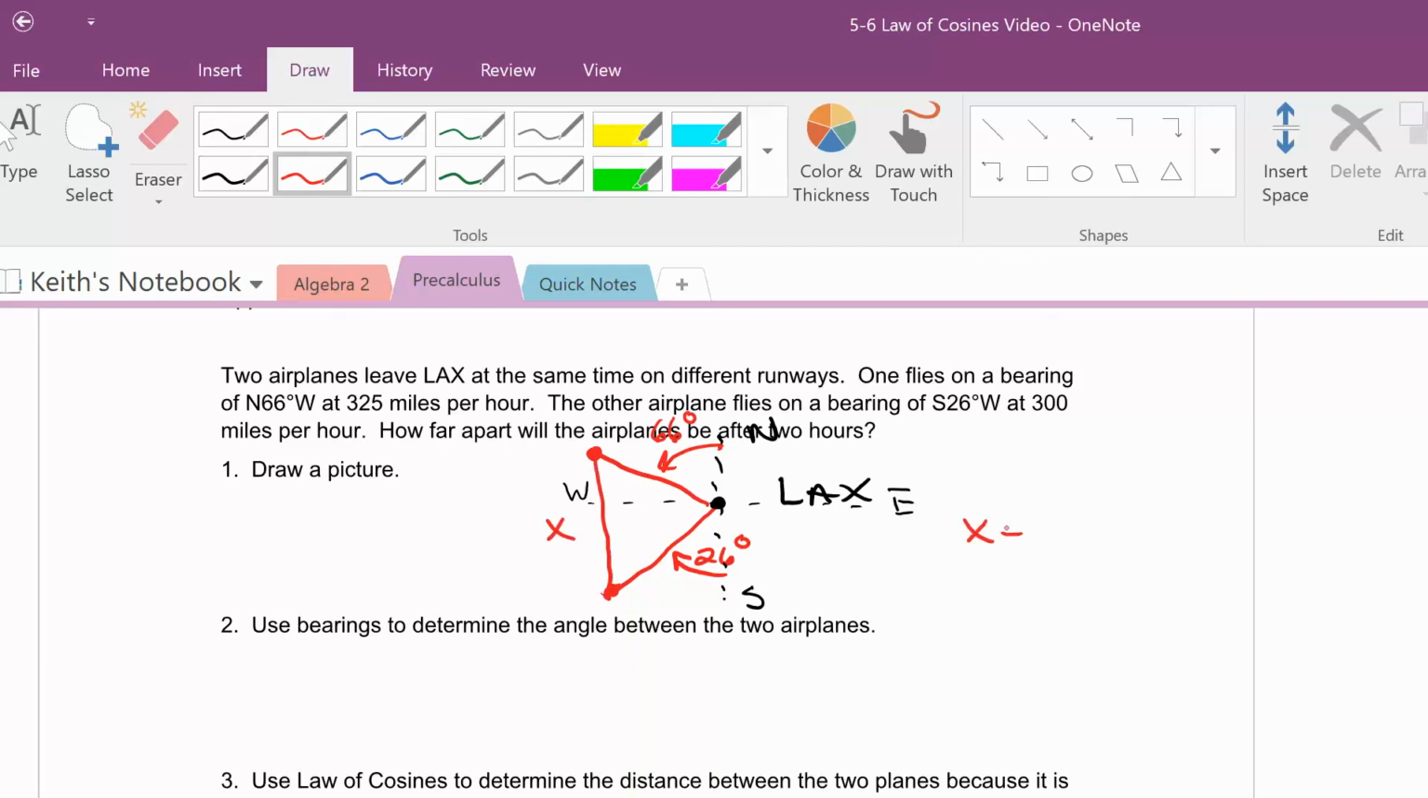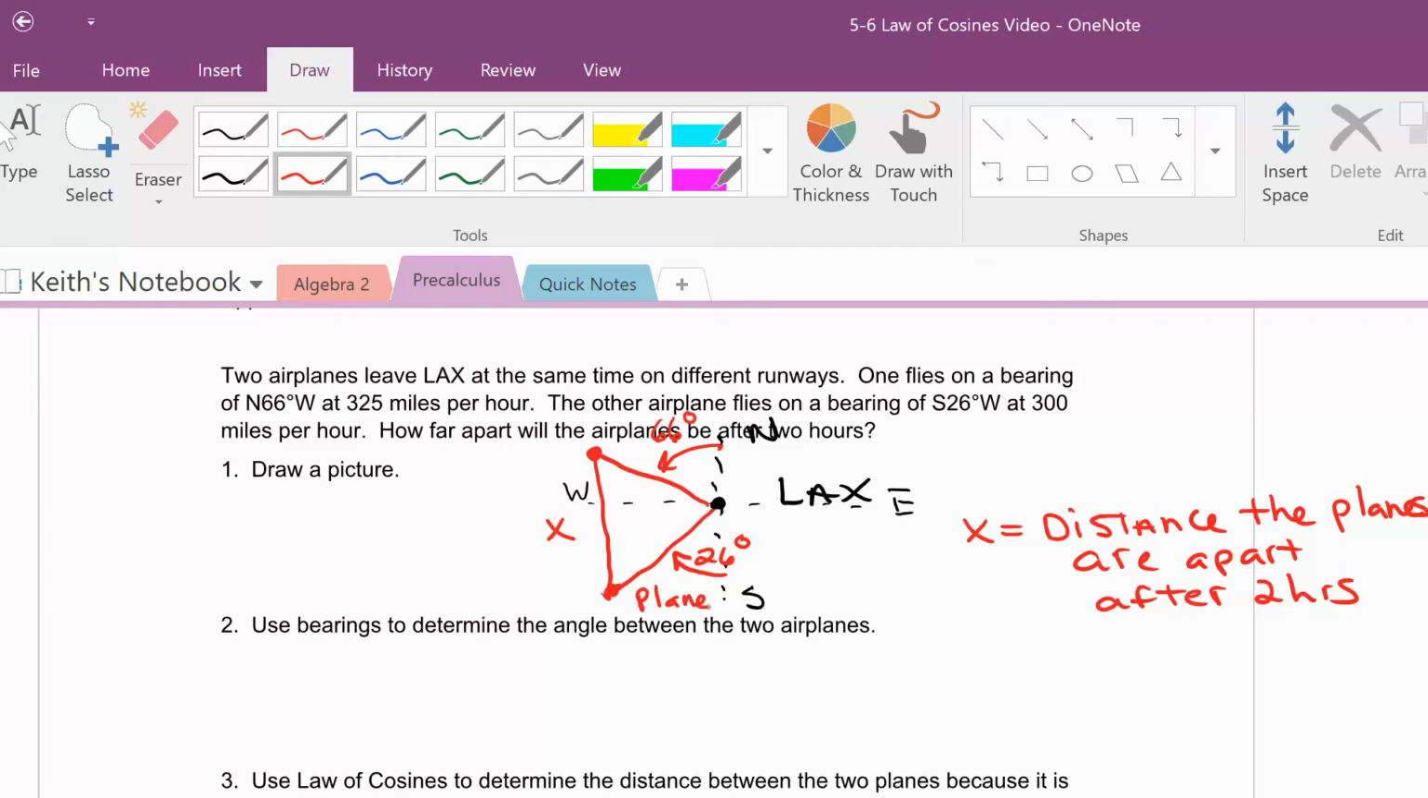So x equals the distance the planes are apart after 2 hours. And remember, this is plane 2, plane 1. All right. So let me redraw this picture here.